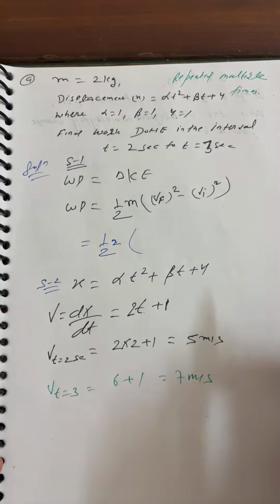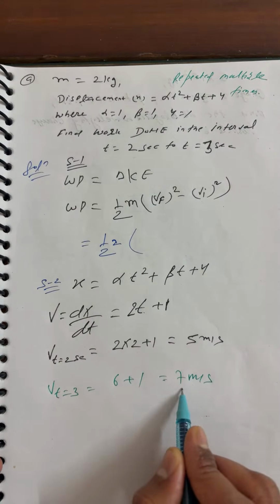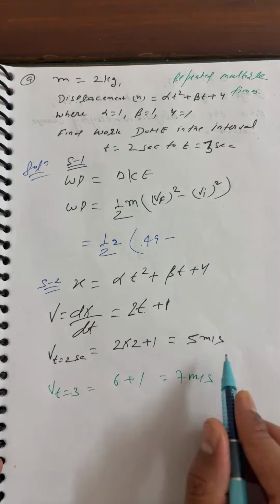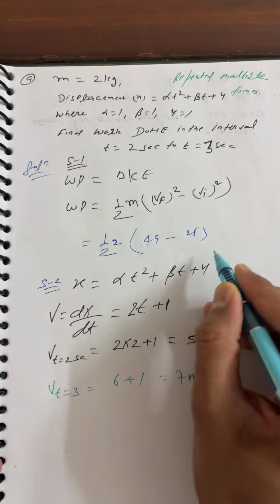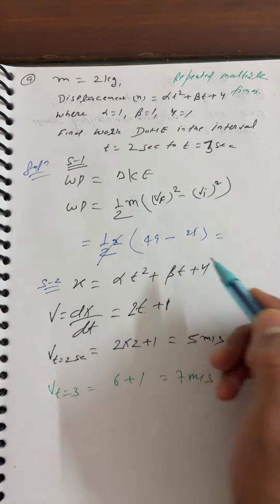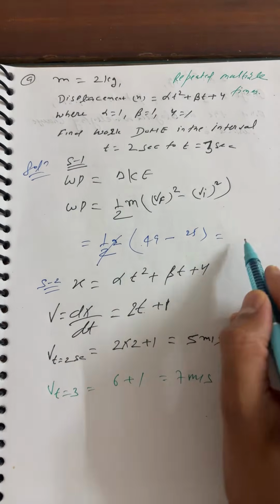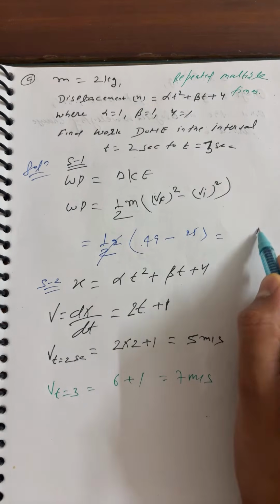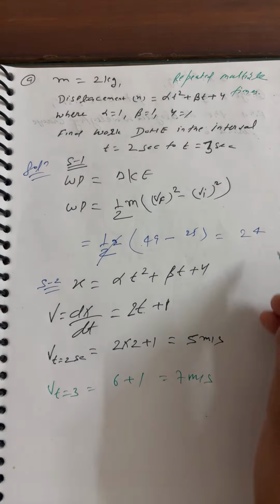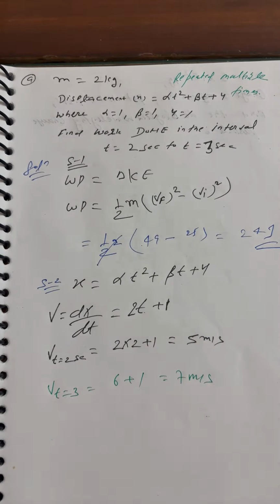Now, students, we can put in our values. V final square is 7 square, which is 49, minus 5 square, which is 25. Half times 2 cancel each other, so 49 minus 25 is 24. So the work done is 24 joule. This is the answer for this question.